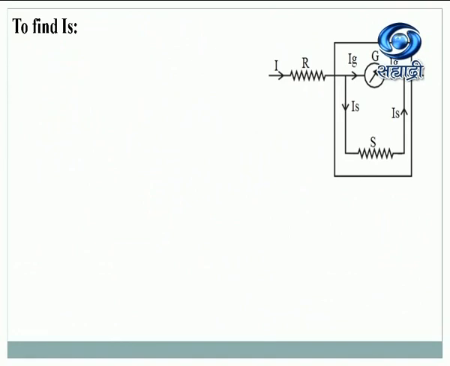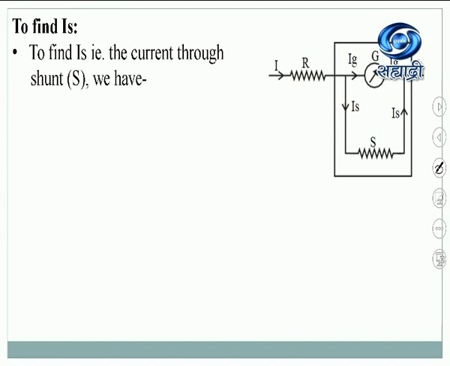Now let us see how to find the current through the shunt S. The diagram is the same as before. The total current I is coming in the circuit, flowing in the circuit. When it is passing through the galvanometer, that is Ig. Ig is the current for which galvanometer shows full scale deflection. Remember, partly Is, that is the current, is flowing through this shunt. So this current, how to find this current, that we shall study now.